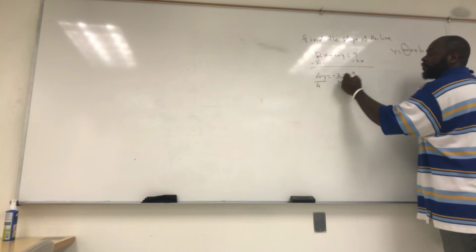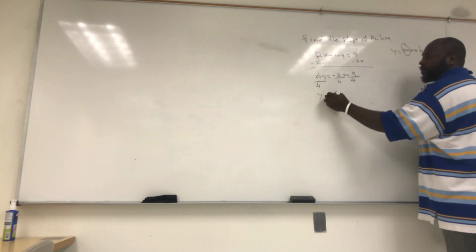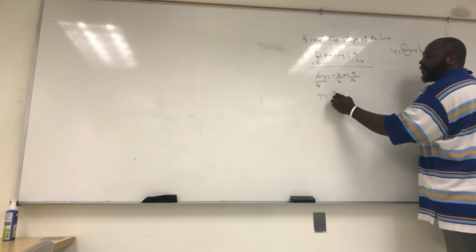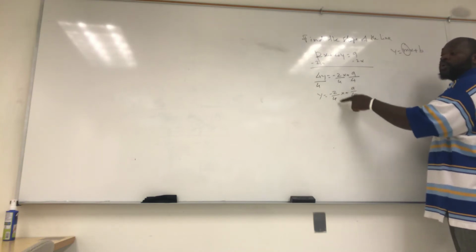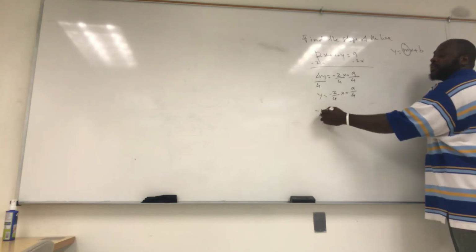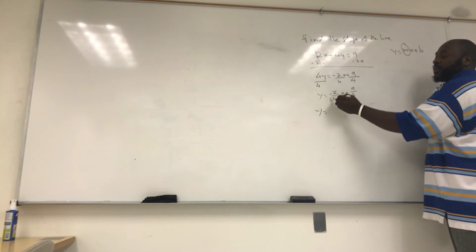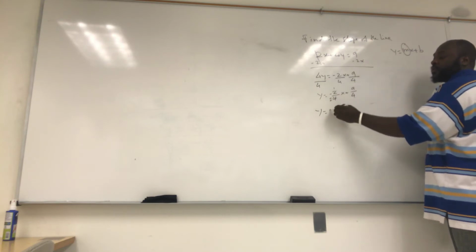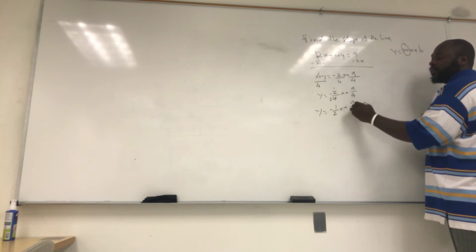Now, the next step will be, since I'm solving for y, I need to divide by 4, right? I've got to divide both of them. So it's going to be y equals negative 2/4 x plus 9 over 4. And we're not going to leave this like this, right? We're going to try to simplify that. 2 goes into 4 twice, right? And we're left with 1, so it's going to be negative 1/2 x plus 9 over 4.